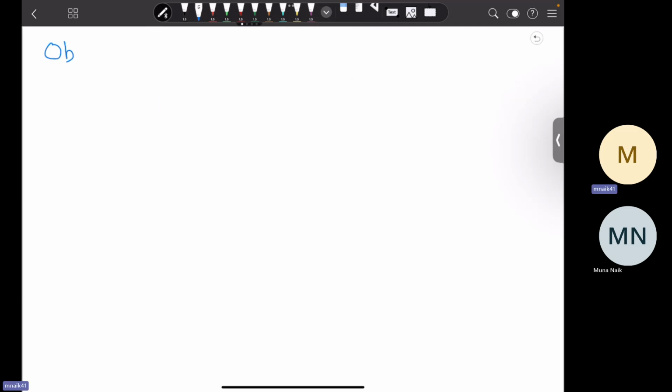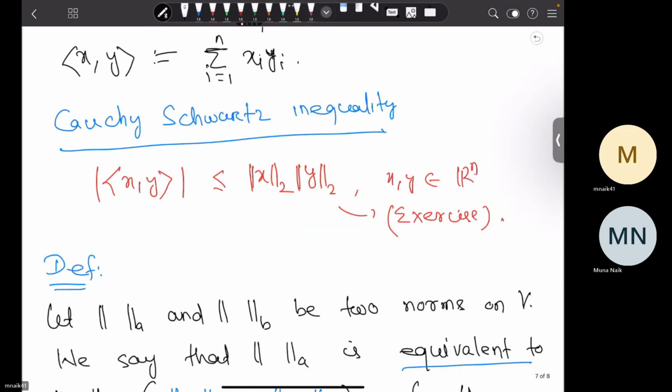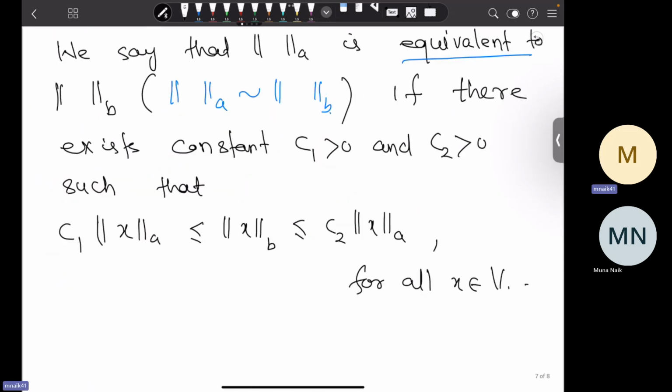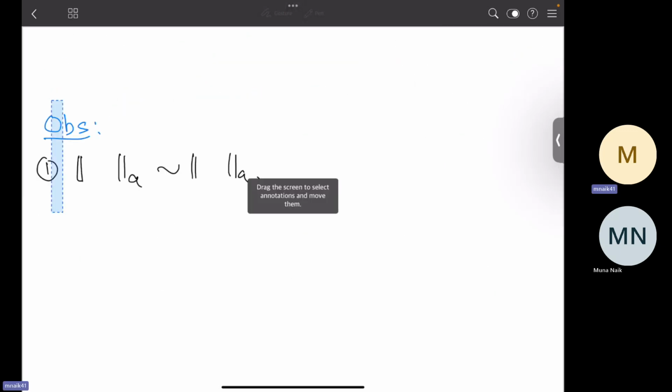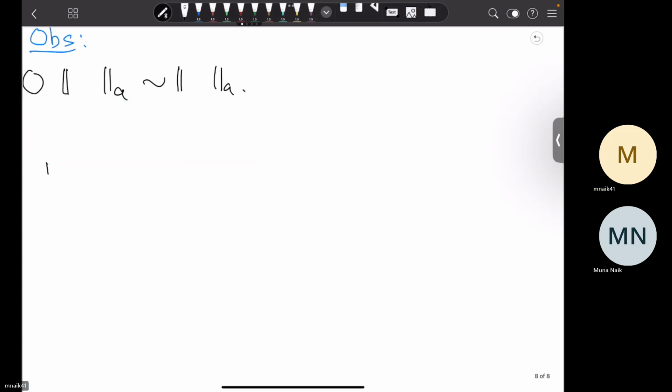Observation. Now, an easy observation is something like this. The first observation is that norm A is always equivalent to norm A. In that case C1 and C2 will be 1 and everything will be equal. The second thing is, if norm A is equivalent to norm B, this will imply that norm B is equivalent to norm A.